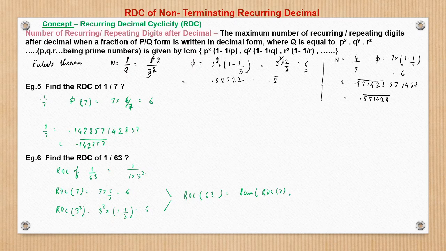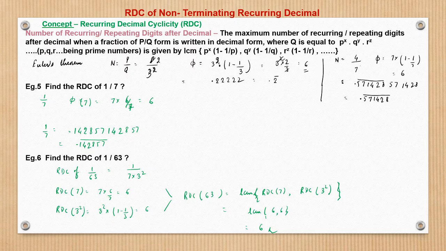So from these two, the RDC of 63 is nothing but the LCM of the RDC of 7 comma the RDC of 3 square. So this becomes the LCM of 6 comma 6. So 6 is the final RDC. This is the maximum cyclicity.